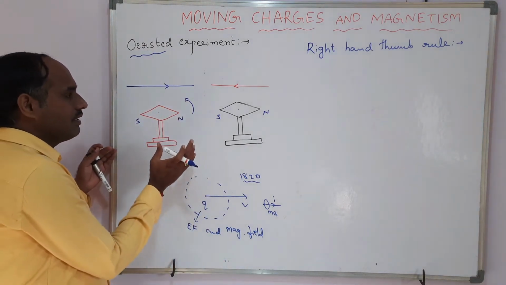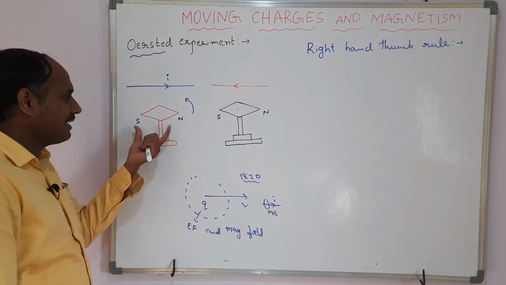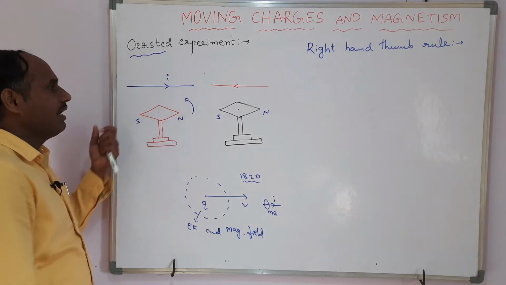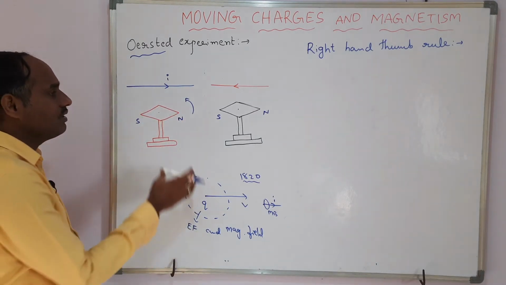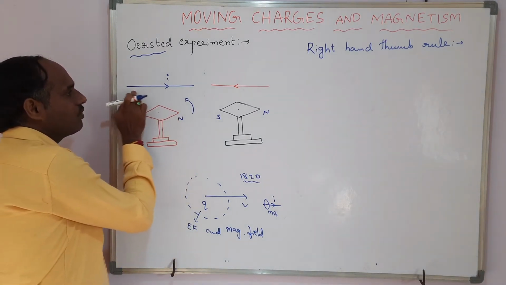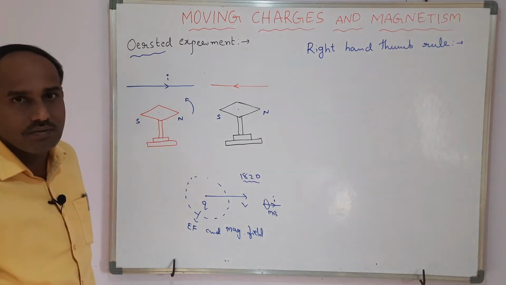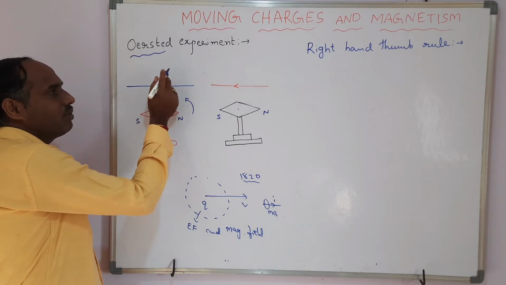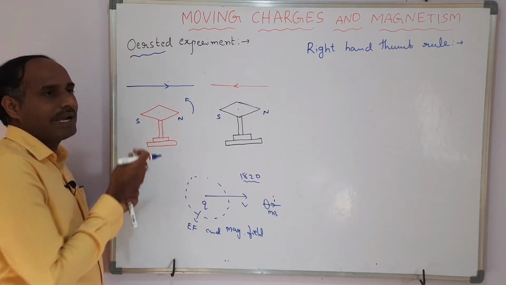He took one experimental arrangement, in which a magnetic needle pointing north-south is placed near a current carrying conductor. He observed that whenever current flows through this wire, the magnetic needle gets deflected, and when it is switched off, meaning no current is flowing, no deflection is observed in the magnetic needle.